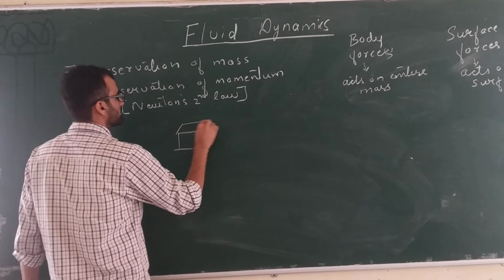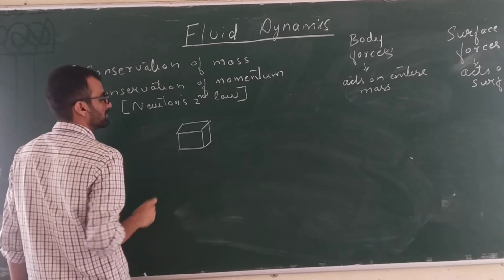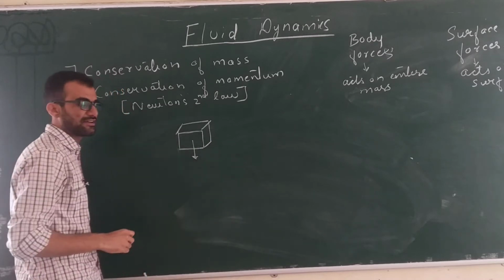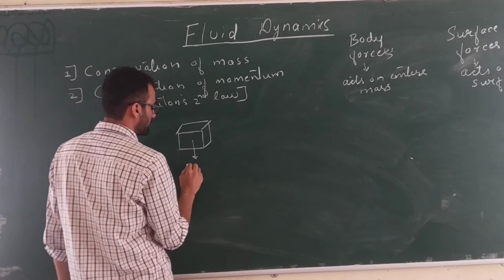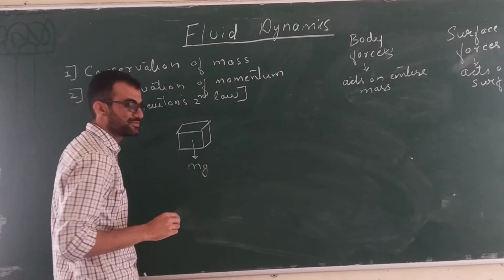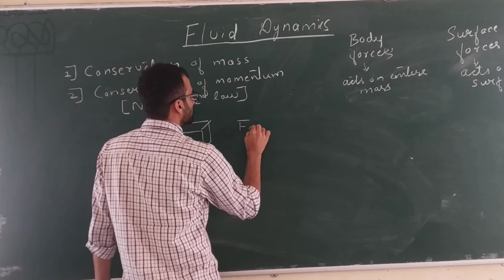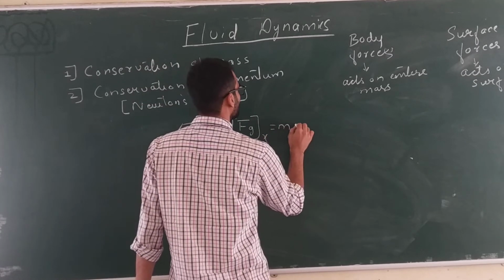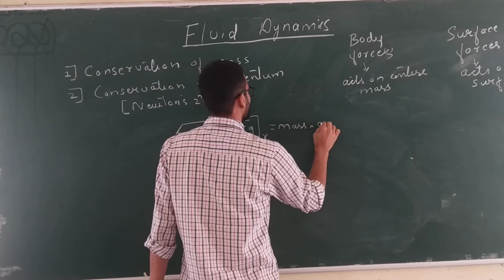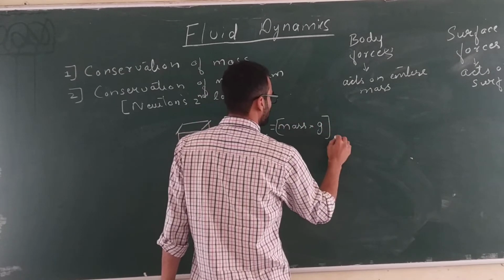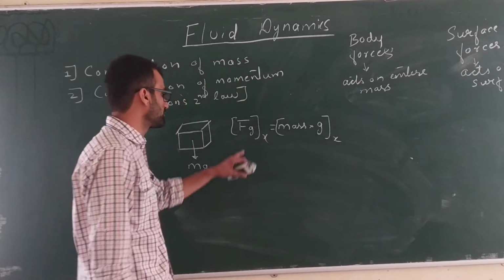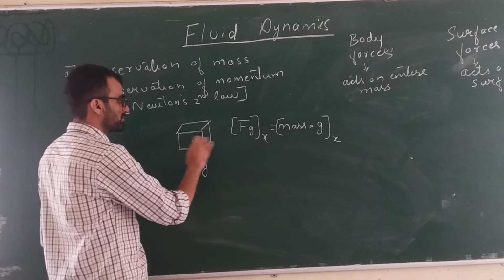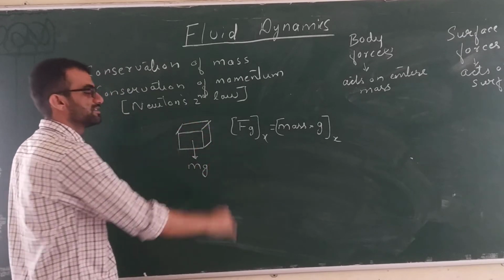So this is your differential fluid element. Now, if you consider the gravity force in, let's say, the x direction, what will that be? Mass into acceleration due to gravity, mg. The gravity force in the x direction would be equal to mass into g, the component of acceleration due to gravity in the x direction. So this is a body force. Gravity force is a body force, acting on the entire mass.